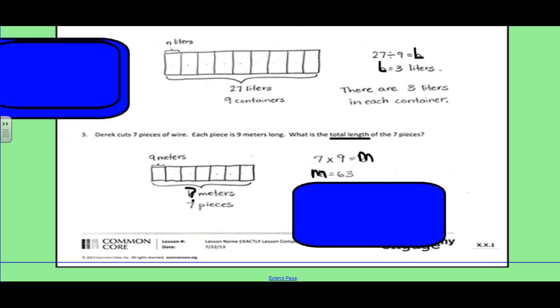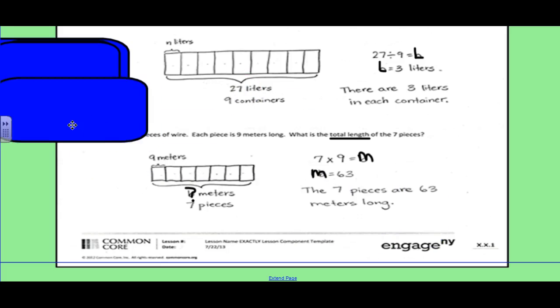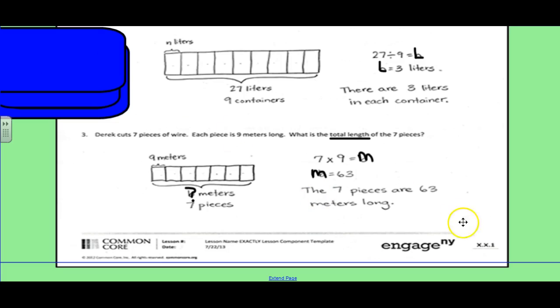So I want you to go ahead and write the answer to that question in a sentence. And I want you to push pause to do that. So the 7 pieces are 63 meters long, or the total length of the 7 pieces is 63 meters. As long as your sentence had 63 meters long in it, then you're fine.